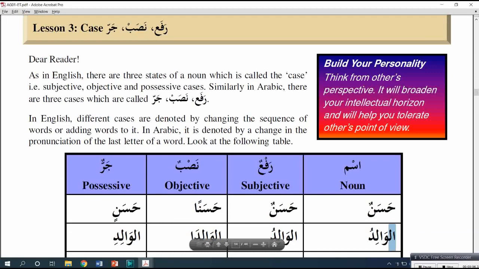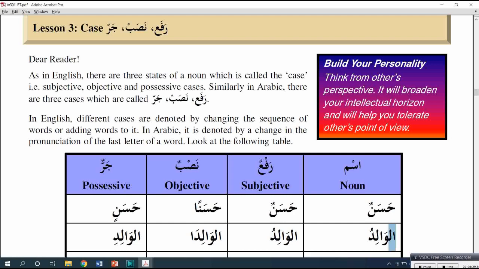We are studying Arabic grammar, and today our topic is the case. There are three cases in Arabic called Rafa, Nasb, and Jar. What are they? It is very similar to English.